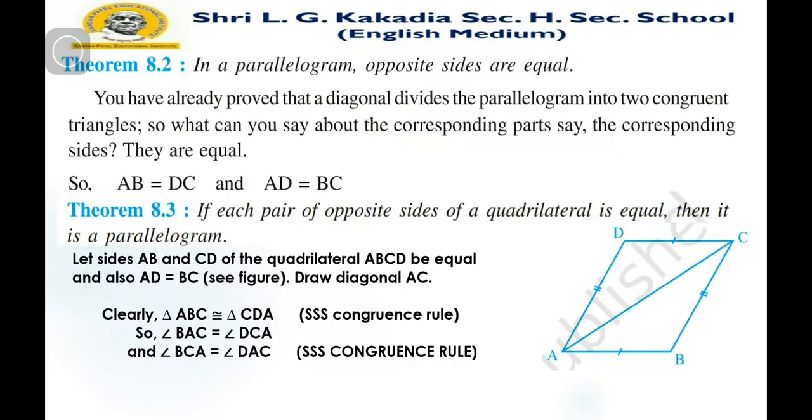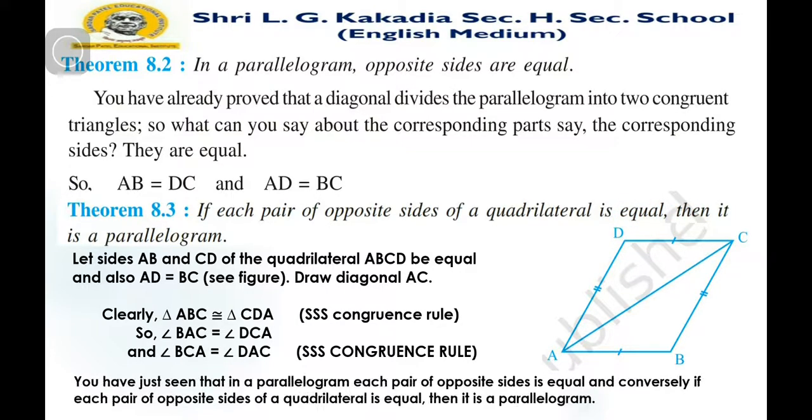Let sides AB and CD of a quadrilateral ABCD be equal and also AD equal to BC. Draw diagonal AC. Clearly triangle ABC is congruent to triangle CDA by the congruence rules. So angle BAC equals angle DCA, and angle BCA equals angle DAC. You have just seen that in a parallelogram each pair of opposite sides is equal, and conversely if each pair of opposite sides of a quadrilateral is equal, then it is a parallelogram.